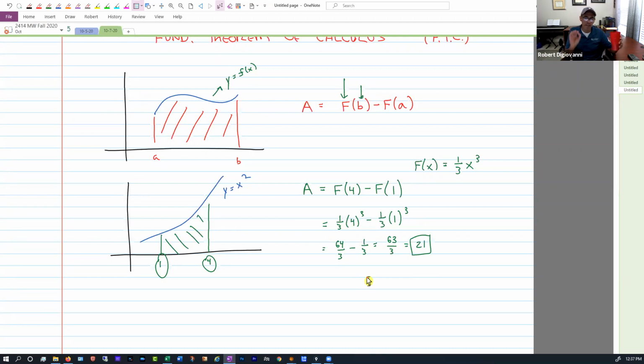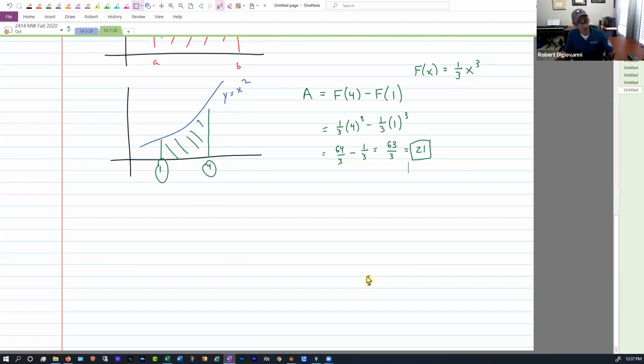The fact that it's a nice number just happens to be 21. Your answers aren't always going to be nice numbers. That's what the fundamental theorem is telling us. That's all you have to do. But the key to it is you have to be able to find the antiderivative, right? If you can't find the antiderivative, you can't use the formula. So that's why we spent all this time figuring out antiderivatives, because now we can actually use it for something.